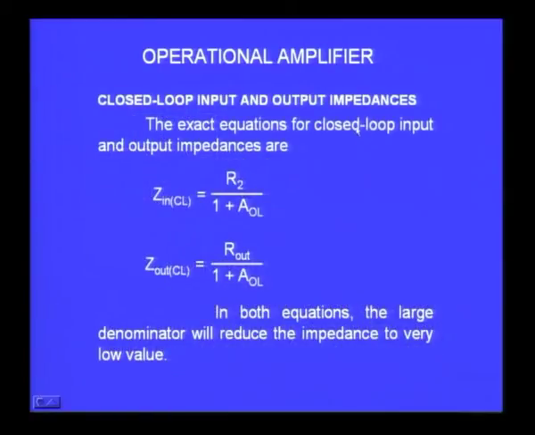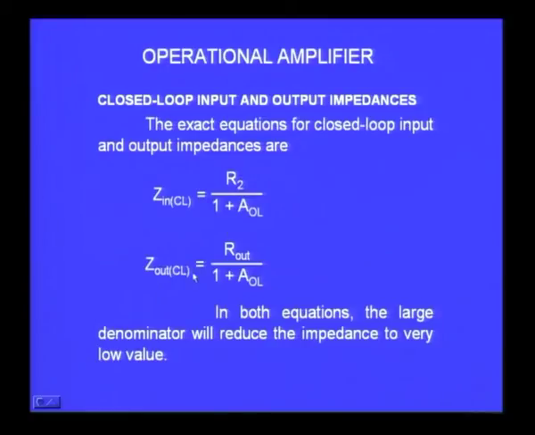Now what happens to the closed loop input output impedances? That we have already seen. The effect of the feedback is to reduce the output impedance and is also to reduce the input impedance. So Z in with the closed loop, CL means closed loop, Z in with the closed loop configuration is given by R2 divided by 1 plus AOL. The beta is 1 here, 1 plus A beta is the loop gain factor, beta is 1, therefore it is 1 plus AOL, and because AOL is very large, R2 by AOL is going to be very very small. So the input resistance is going to be very very small, much smaller than R2.